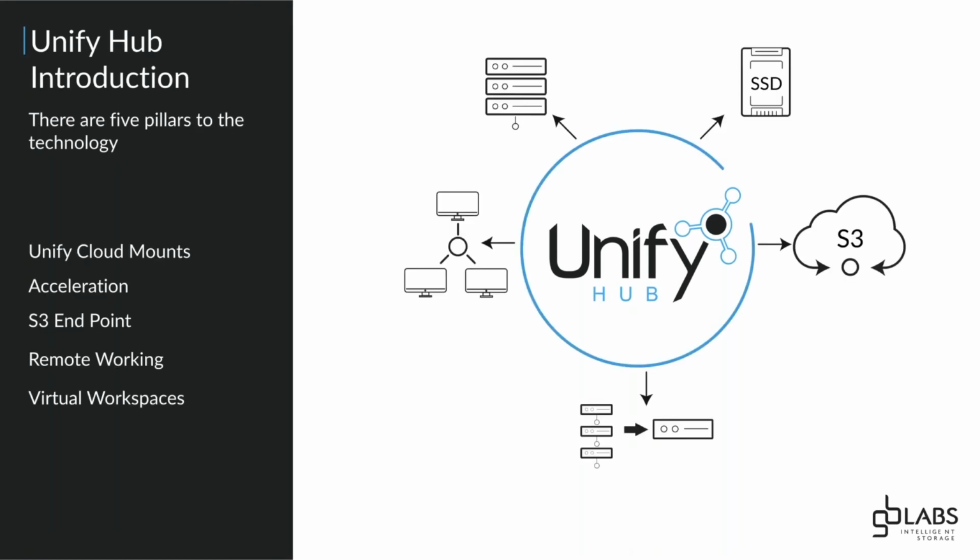So we've split the functionality of the proposition 5 ways here, really, or 5 pillars: Unify cloud mounts, acceleration, S3 endpoints, remote working, and virtual workspaces. So I'd like to dig in to those now.